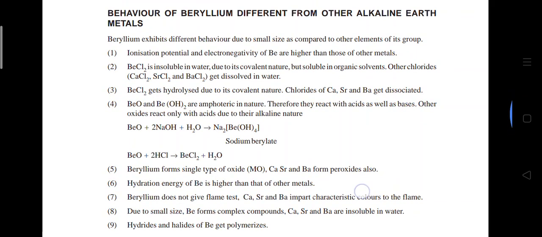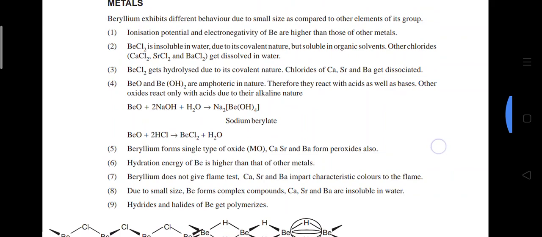Next, behavior of beryllium different from other alkaline earth metals. Anomalous behavior of beryllium. Ionization potential and electronegativity of beryllium are higher than those of other metals. Beryllium chloride is soluble in organic solvents due to its covalent nature, but other chlorides get dissolved in water. Beryllium chloride gets hydrolyzed due to its covalent nature. Chlorides of calcium, strontium and barium get dissociated.